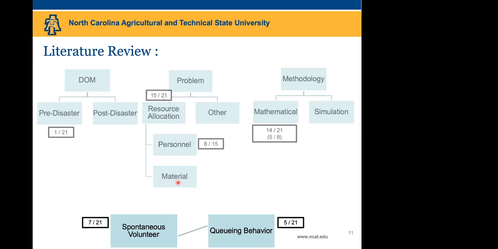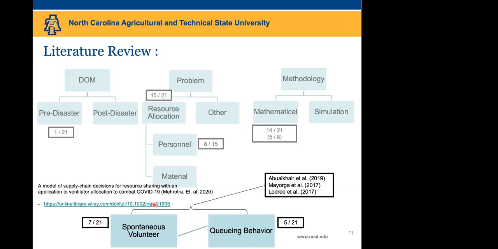Finally, spontaneous volunteers and queuing behavior. Those are two things that we have done before, it was my work, about spontaneous volunteers and queuing behaviors. It was resource allocation, disaster operation management, but it wasn't in a disaster like this one. And we were only focusing on assigning spontaneous volunteers, but here we are assigning volunteers in addition to material, which is the ventilator, and they are interdependent on each other. We were studying interdependencies there and some other things, but this is another really interesting problem that we're working on right now.